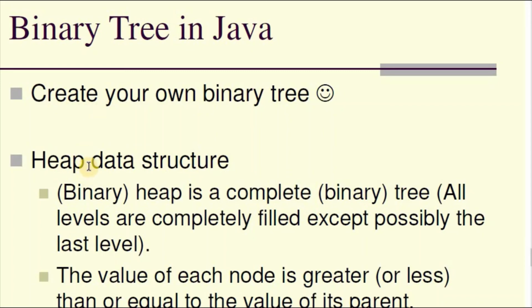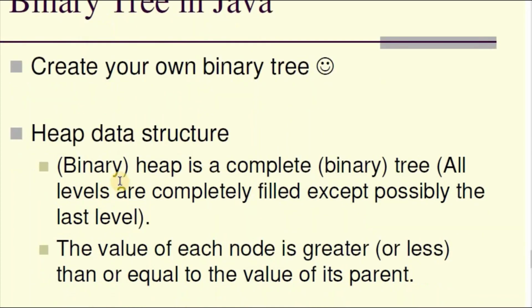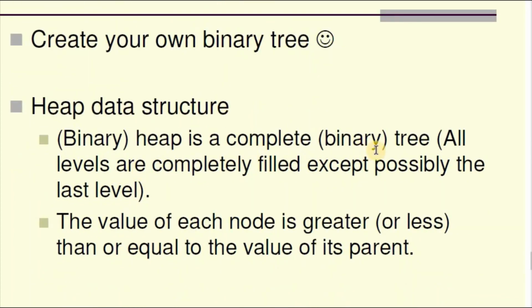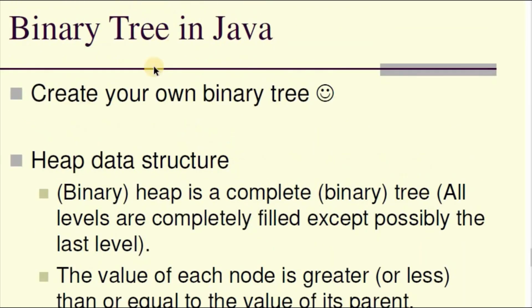You also have a heap data structure. So you have a binary heap that is a complete binary tree where all levels are completely filled except possibly the last level. The value of each node is greater or less than or equal to the value of its parent. Okay, so in this area, I will ask you to do a bit of Googling so you can learn on your own about binary trees. Let me explain what it means.